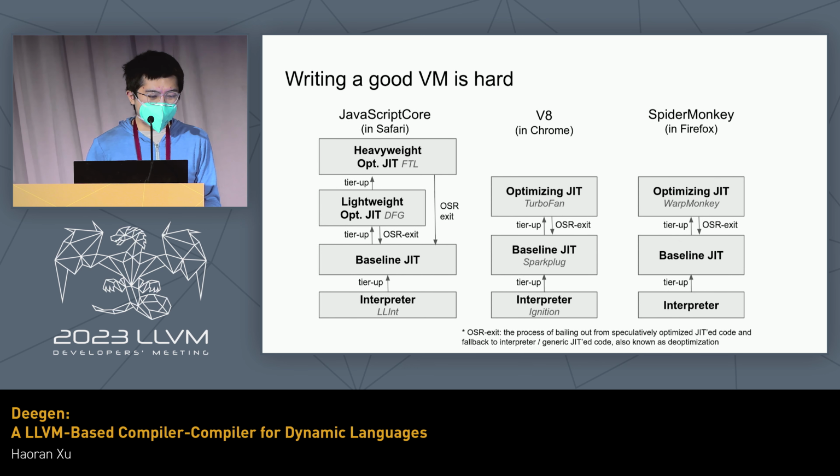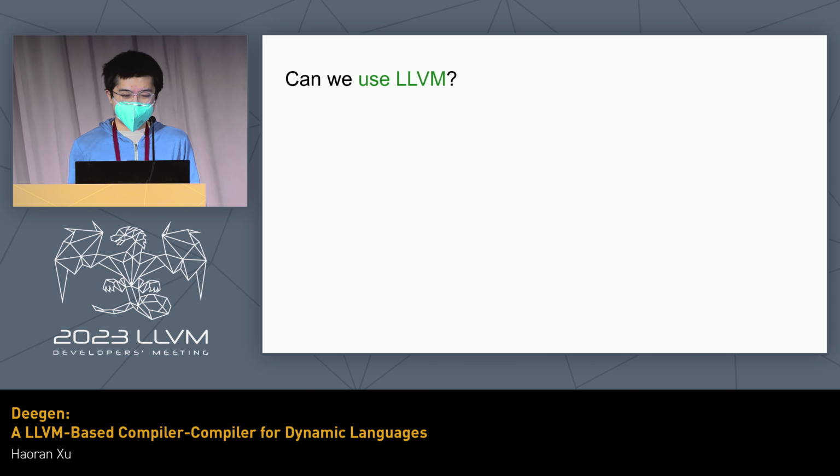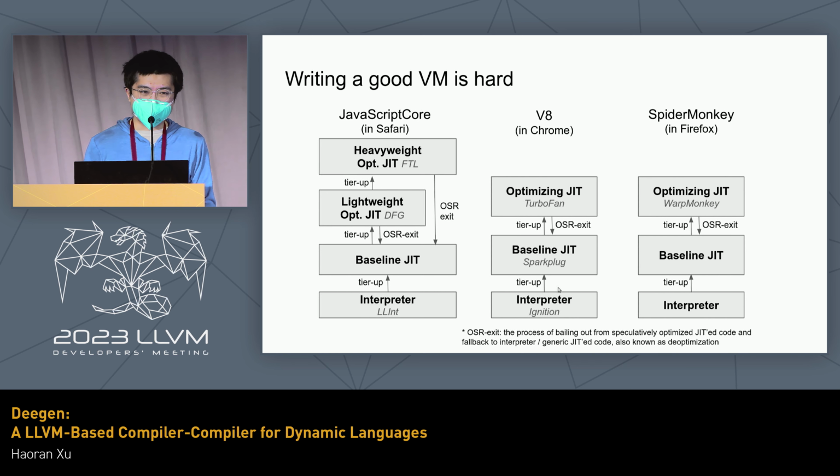The end result of this game is that we need at least three tiers. The code starts executing in an interpreter, eventually hot code gets tiered up to the baseline JIT tier, and eventually even hotter code gets further tiered up to the optimizing JIT tier. This architecture is followed in state-of-the-art VMs like JavaScriptCore, V8 and SpiderMonkey. As you can see, while an architecture like this gives you a high-performance VM, it takes a lot of engineering cost to implement.